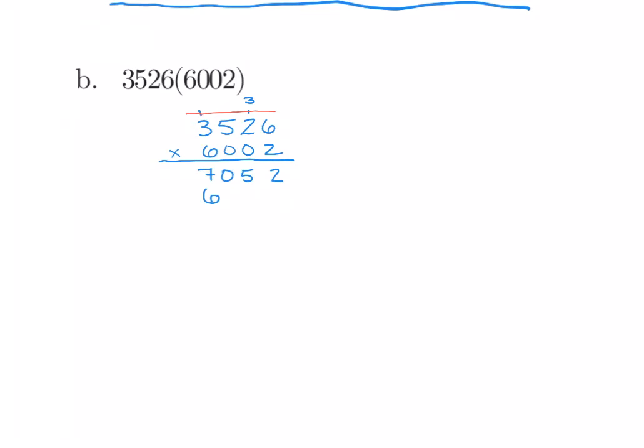We get 6 times 2 is 12. Carry the 1. 6 times 5 is 30. 30 plus 1 is 31. 6 times 3 is 18. And 18 plus 3 is 21.